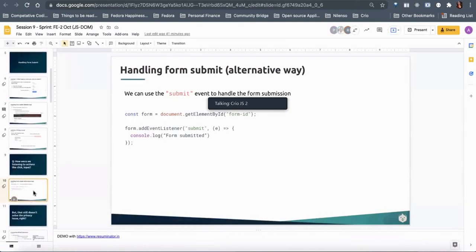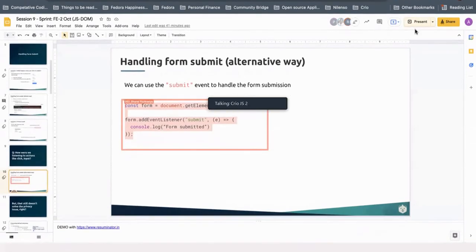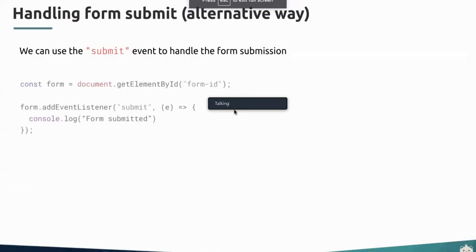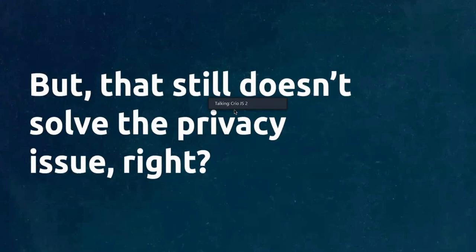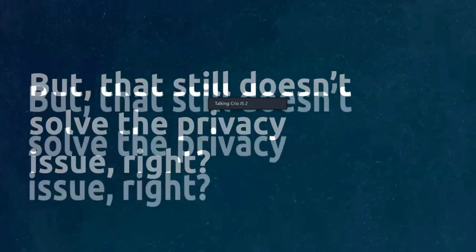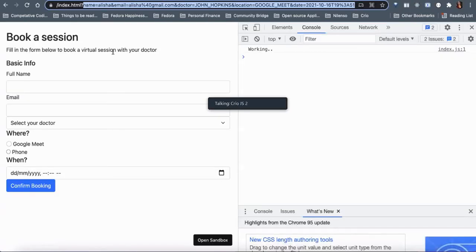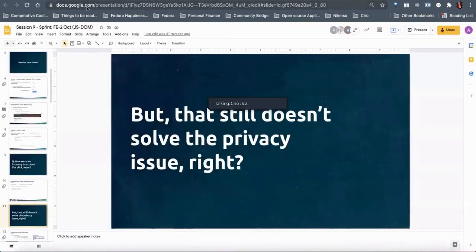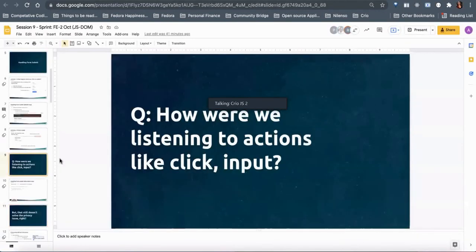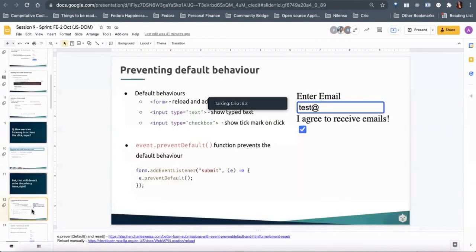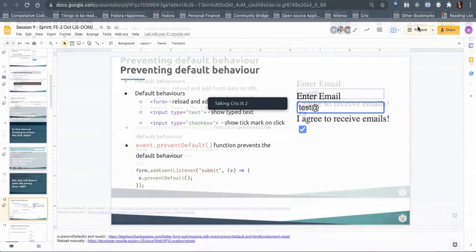Okay. Let me present again. That happened, right? I hope everyone noticed that. But still, that does not solve the privacy issue, did it? Because earlier in that URL itself, when I submitted, this data got appended. Let's say if I had any password written, it would have appended that password itself. So it did not solve the privacy concern.